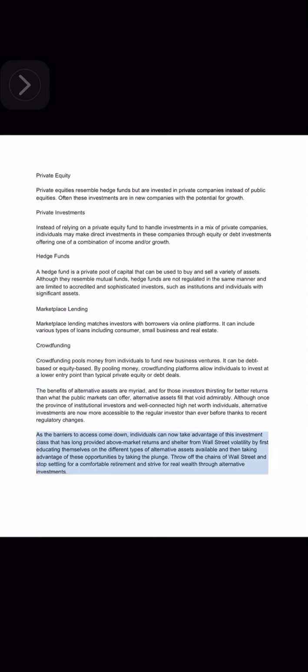As the barriers to access come down, individuals can now take advantage of this investment class that has long provided above-market returns and shelter from Wall Street volatility, by first educating themselves on the different types of alternative assets available and then taking advantage of these opportunities by taking the plunge. Throw off the chains of Wall Street and stop settling for a comfortable retirement.